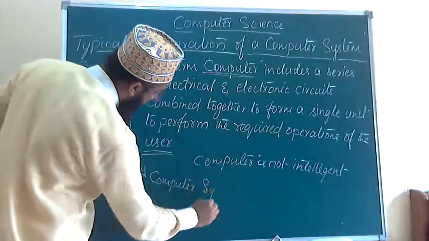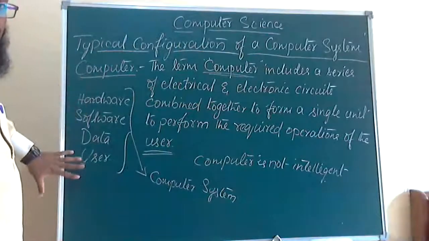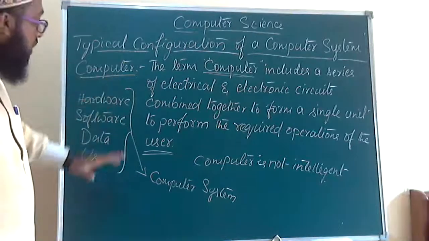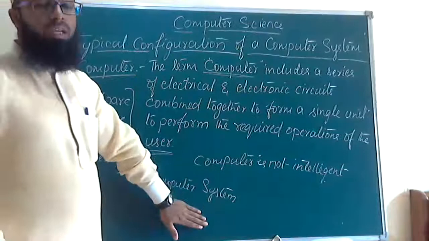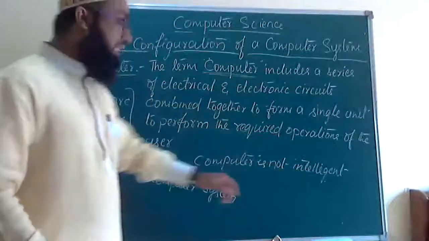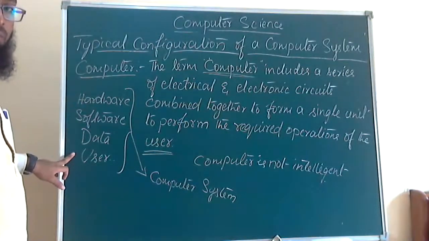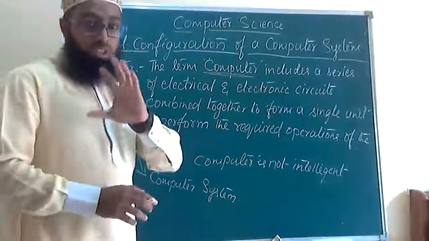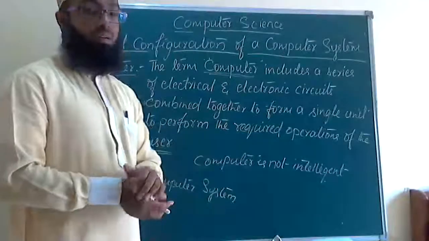Become the computer system. If any one thing fails among these, or if any one thing is not present among these, then it will not become a computer system. It is not at all intelligent. It should have hardware, software, data, and user. Come, how will the computer system become operable?